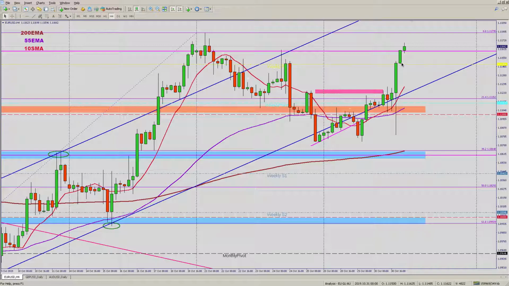This morning it's continuing higher as well, and just breaking this previous resistance level. So it's attempting to retest the previous swing high at the 111.80 level. So we'll see whether that's within reach today.